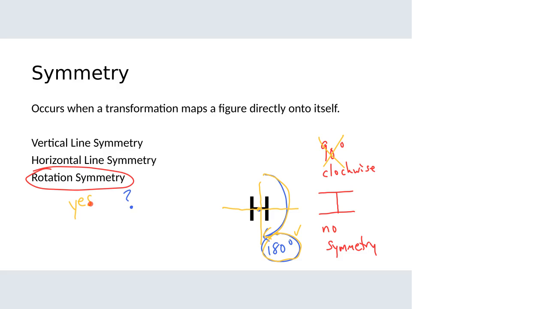Those are the symmetries we're going to talk about today. We're just going to look at a bunch of different figures and make a decision on whether they have vertical, horizontal, or rotation symmetry. Some figures might have all three, like this letter H. Other figures might only have one or two of those types of symmetry. But basically, in the big picture, that is how we're going to approach this topic.